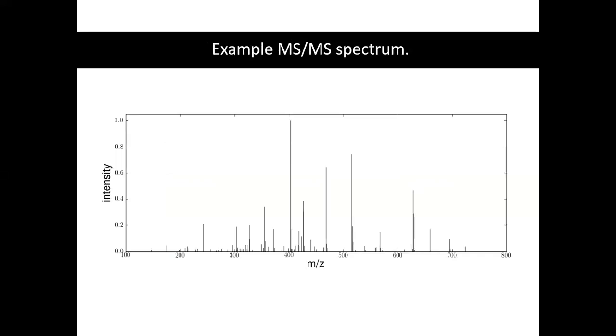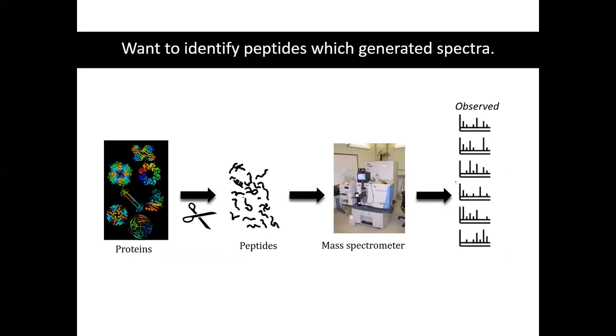The following is an example such observed spectrum. The x-axis measures the mass to charge, which is typically abbreviated as M to Z, and the y-axis measures the intensity at each M to Z value. So the problem that we're interested in then is for each observed spectrum in our collection to identify which peptide was responsible for generating it.